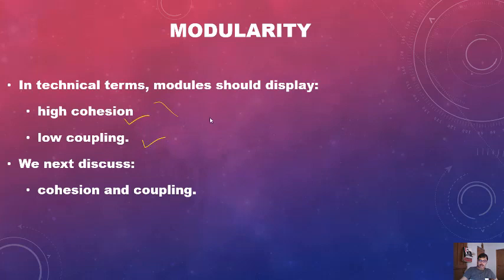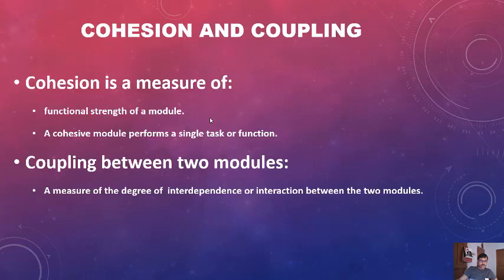So cohesion and coupling, these two new concepts come now. We will discuss it. Cohesion is a measure of functional strength of a module. We will give the example in the next class. So now just know that cohesion is the functional strength of a module. A cohesive module performs a single task or function.